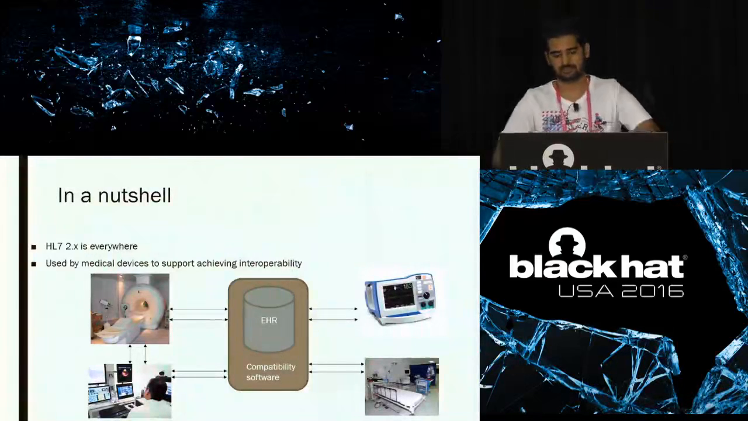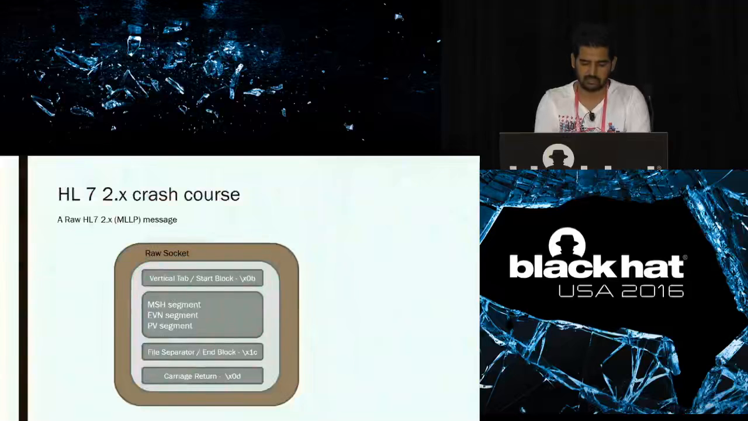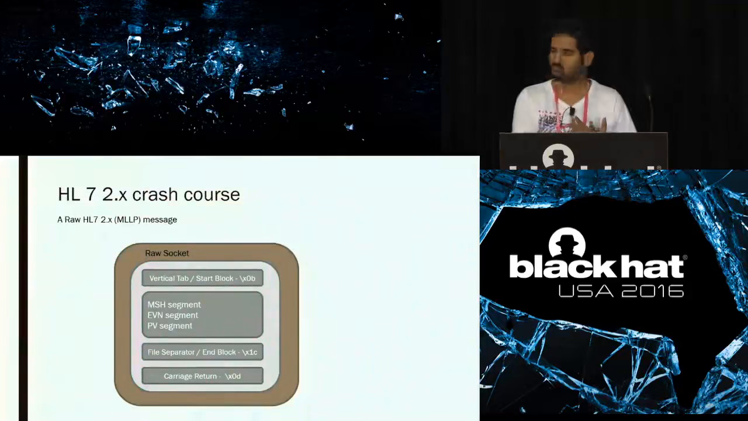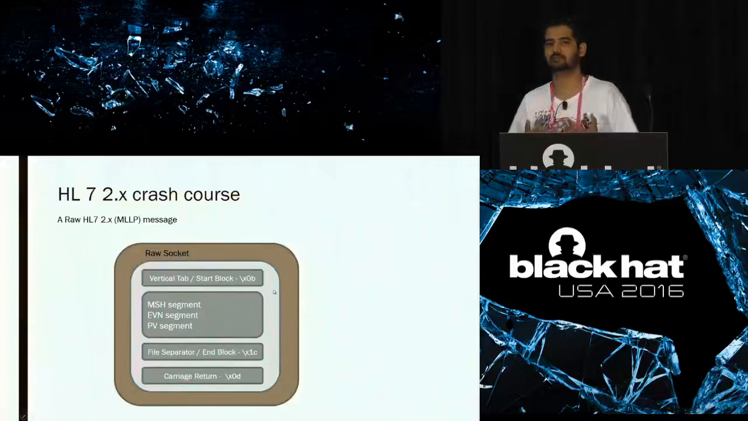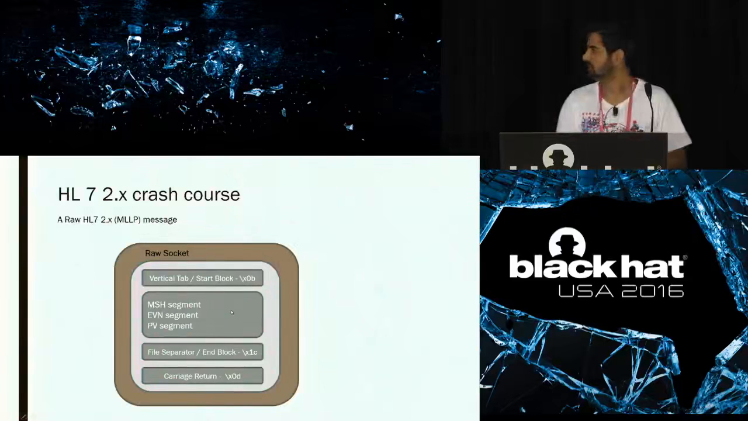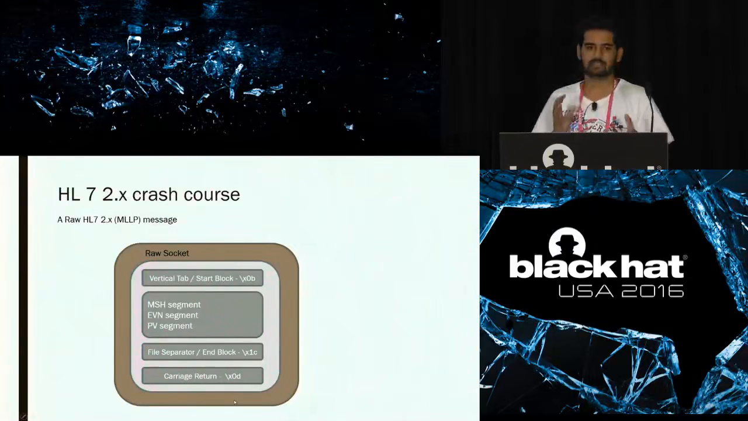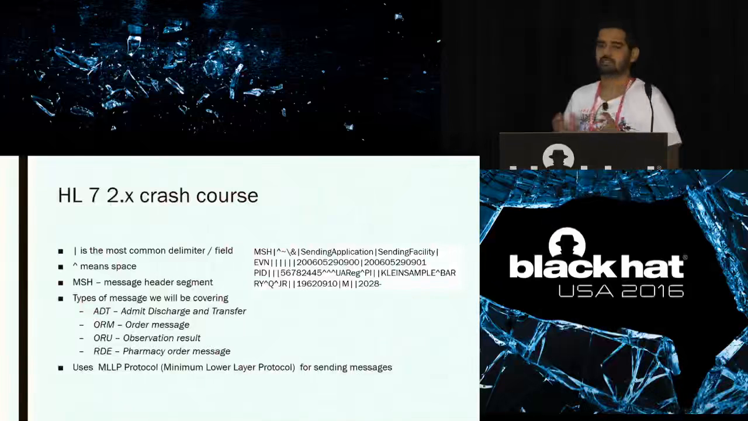So let's deep dive into the system and see what it is. When you talk of an HL7 message, this is what you find. You have a raw socket. It starts with a 0x0B. It runs over TCP/IP. So this is the start of the message. These are all segments, where you put in your text data, and then you have the ending block and the carriage return. This is how an HL7 message looks, and this is how it looks in real.